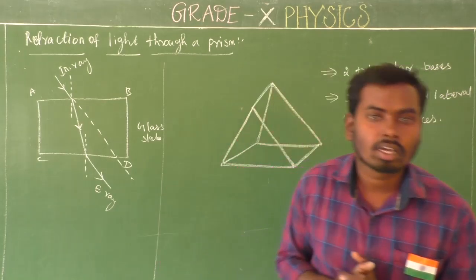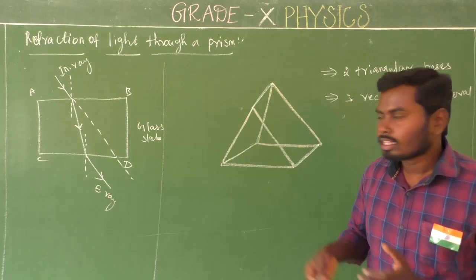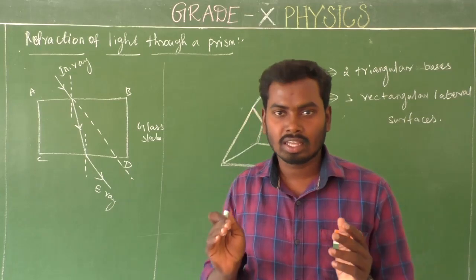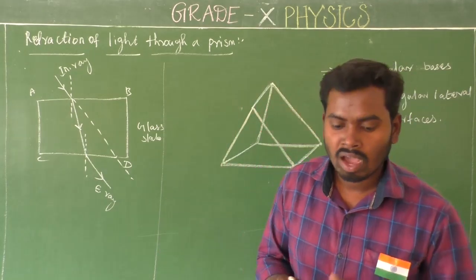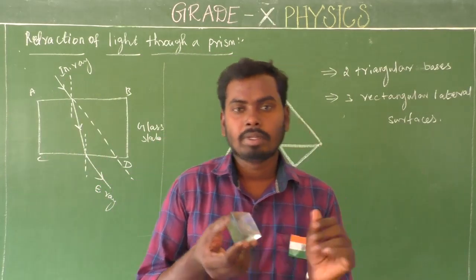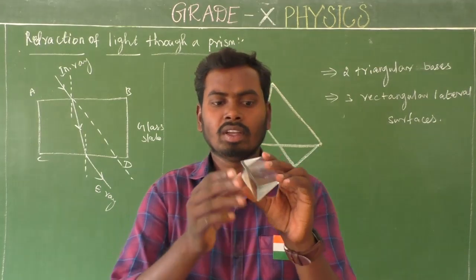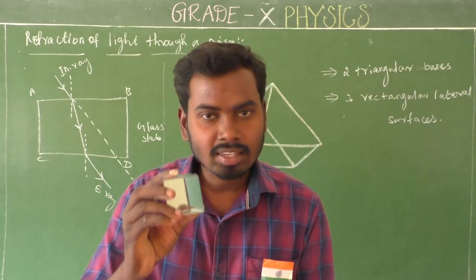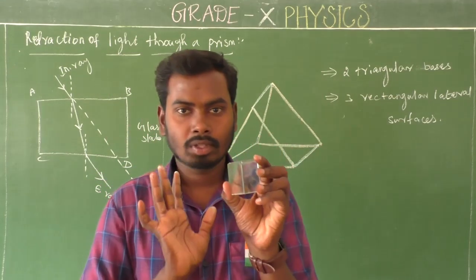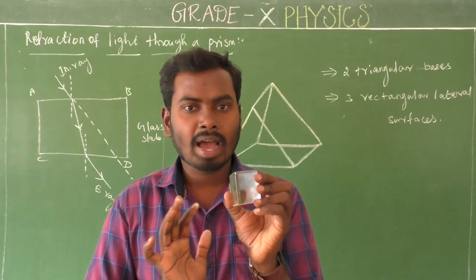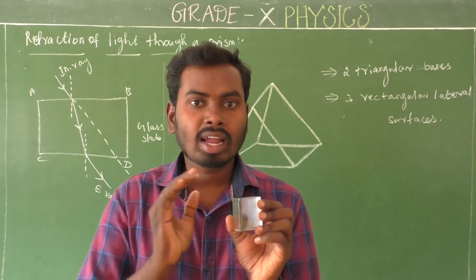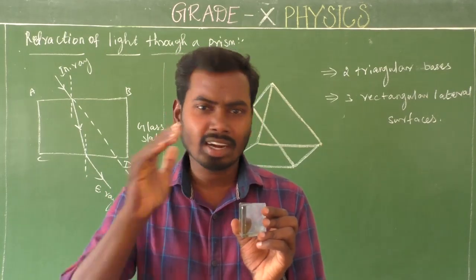Why is that called a lateral surface? You may ask me. Because the opposite sides are placed lateral to each other, which means sideways to each other. They are placed sideways. That is the reason why they are called lateral surfaces. I have a glass prism here. Can you see clearly? This is the actual diagram of a glass prism. So this glass prism has two triangular ends and three rectangular lateral surfaces, or lateral faces, both the same.